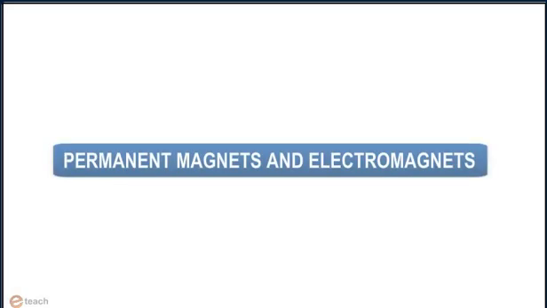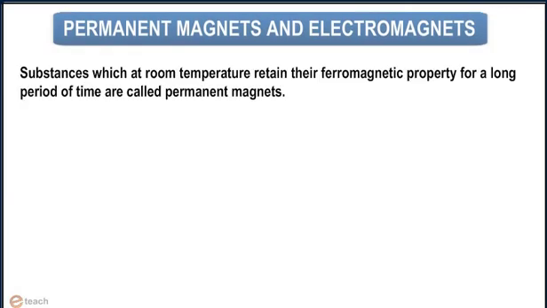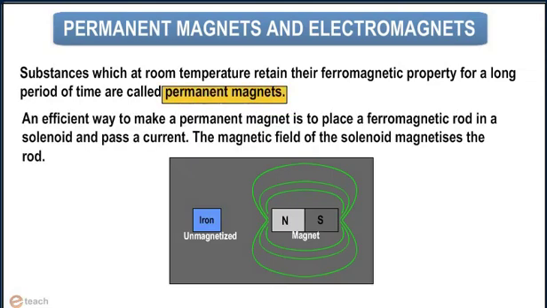Permanent magnets and electromagnets. Substances which at room temperature retain their ferromagnetic property for a long period of time are called permanent magnets. An efficient way to make a permanent magnet is to place a ferromagnetic rod in a solenoid and pass a current. The magnetic field of the solenoid magnetizes the rod.